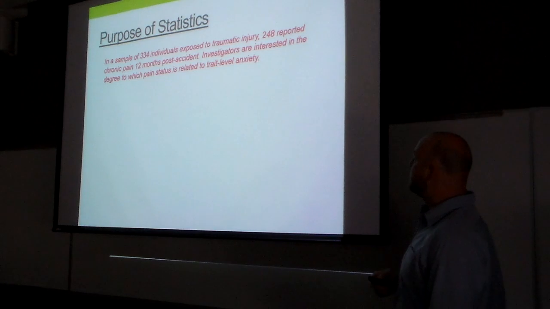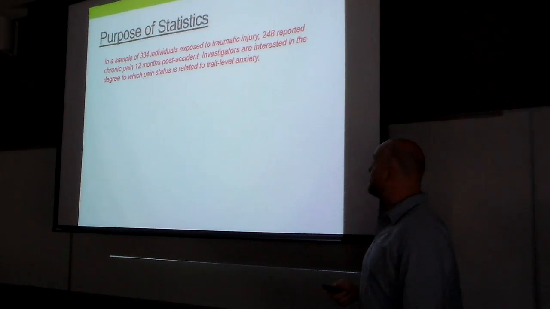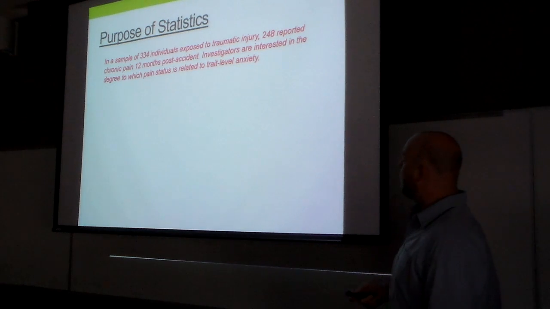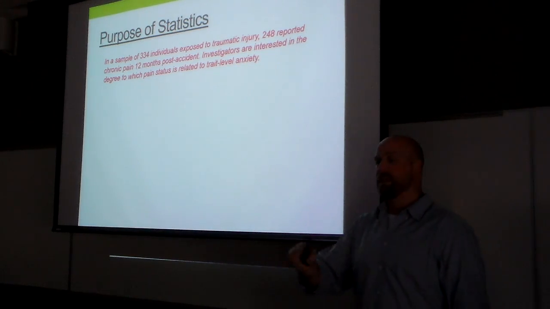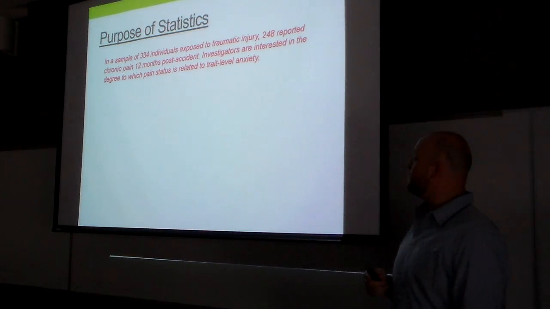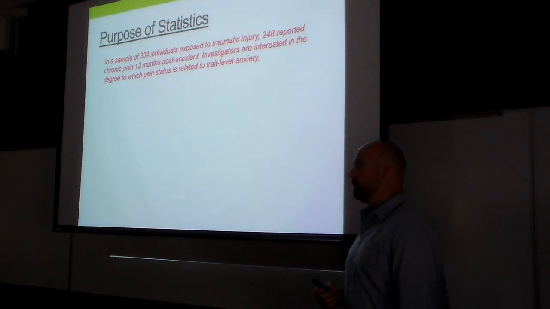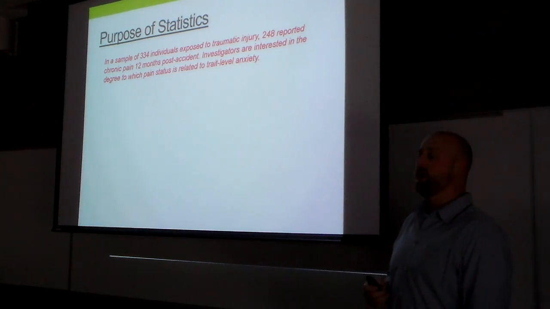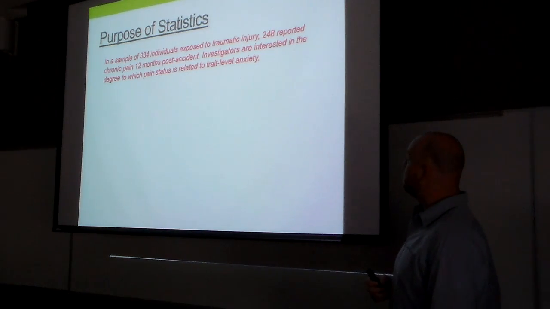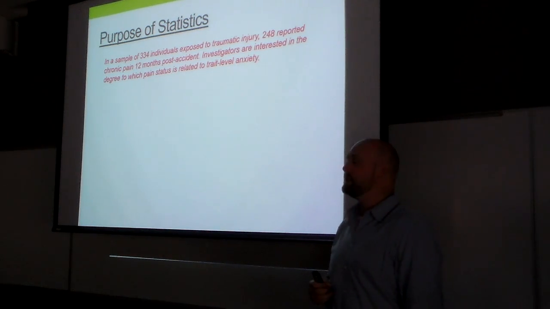And so we say in a sample of 334 individuals exposed to traumatic injury, 248 reported chronic pain after the accident. What we're interested in is the degree to which pain status, yes or no, is associated with trait level anxiety, okay? If I wanted to test this, what are some of my options? What could I do if I wanted to test whether or not there is a relation between trait level anxiety and chronic pain status?